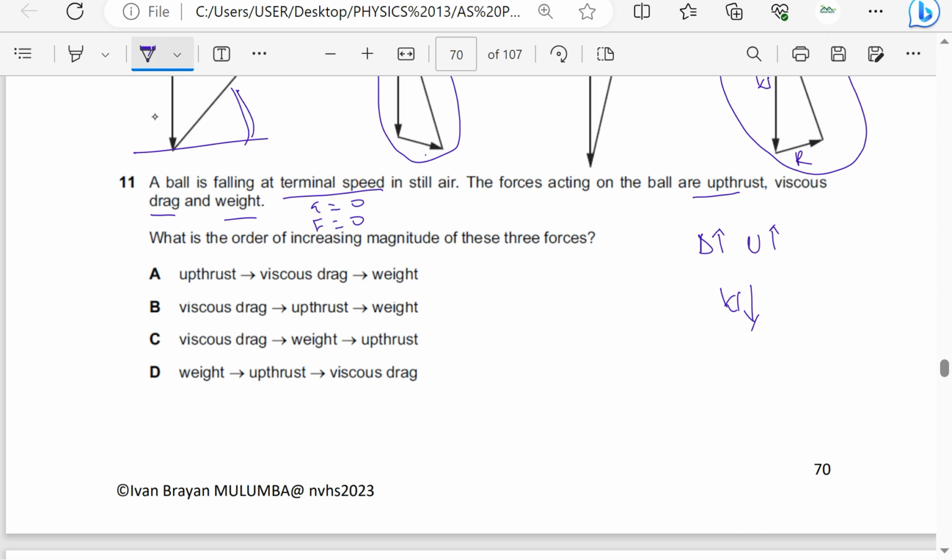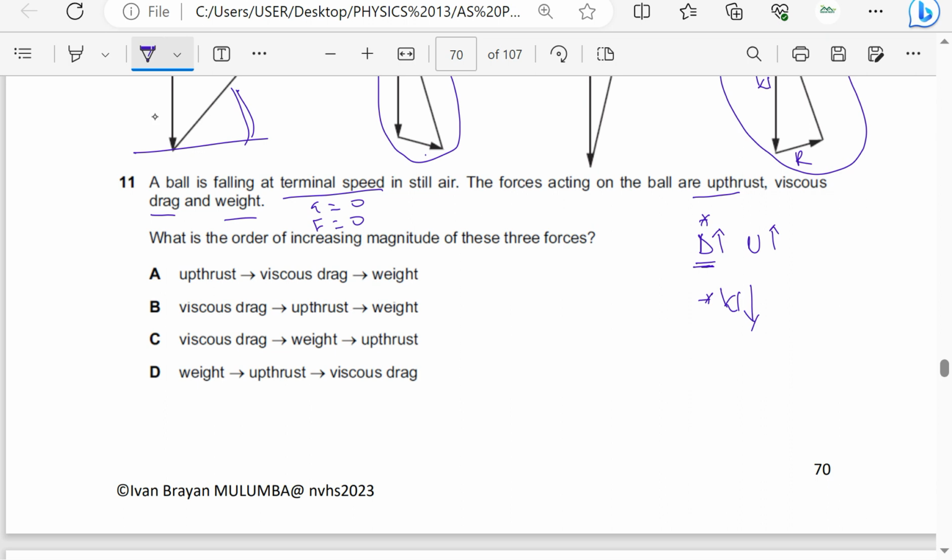The ball is falling at terminal speed. It means the drag force is constant, and the weight is constant. The forces acting on the ball are upthrust, viscous drag, and weight. Since it is terminal speed, the drag force does not increase, so we can't say it is the greatest.